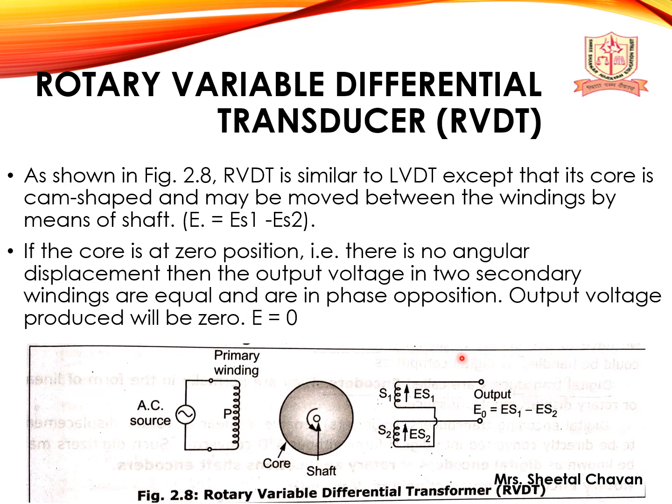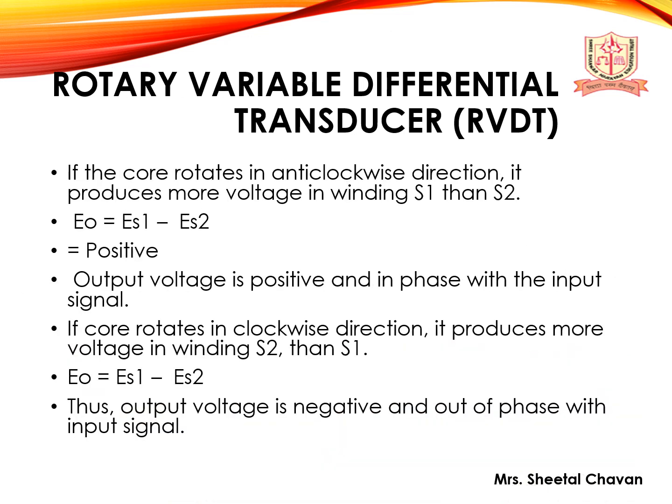As the construction is the same as the LVDT, here is the primary winding, which is connected to the AC source or input, and here is the shaft. Here is the core, which moves in a clockwise direction, and S1 and S2 are the secondary windings. The voltage produced in winding S1 is ES1 and the voltage produced in secondary winding S2 is ES2. So this is the construction.